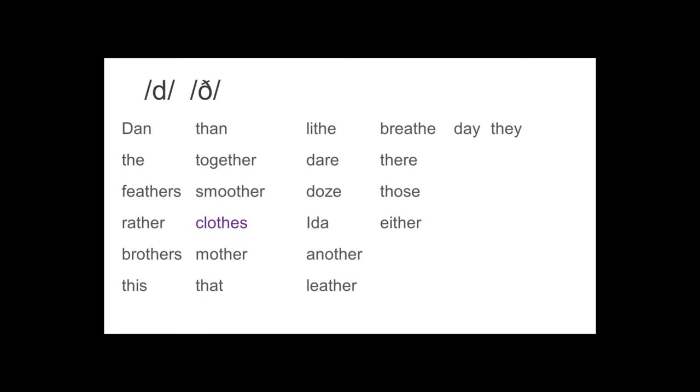Let's take a look and practice. I hope you're practicing along as well. I'll read and then we all read together, okay? Dan, than. Make sure your tongue goes in between your teeth there. Than, Dan, than. Notice we have the, or the, both are okay. Together. If we say it with a D, it would be dogether.